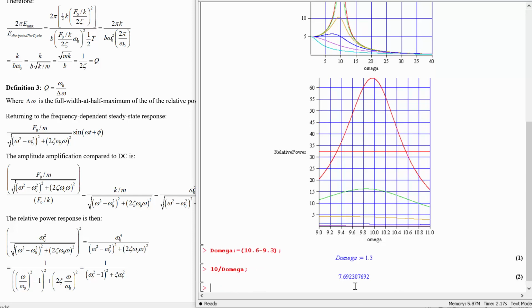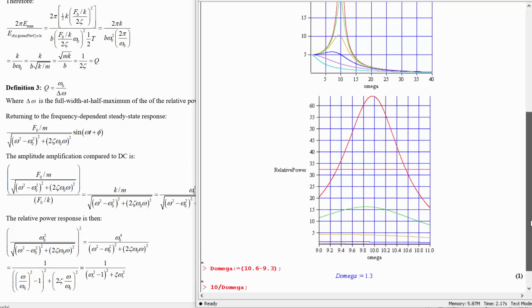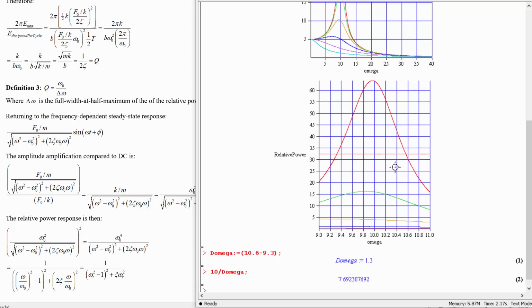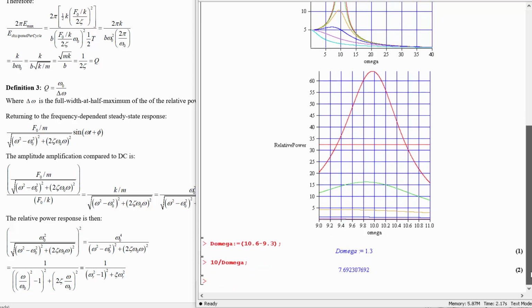And that means that the quality factor for this system should be about 7.7 by this measurement. So this full width at the half max in the power spectrum, it was a bit tough to read off the graph, is giving us about 7.7. And this is kind of a neat graphical technique.